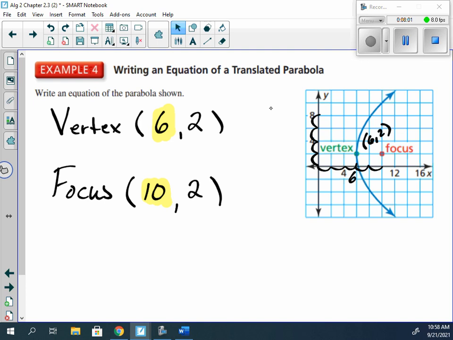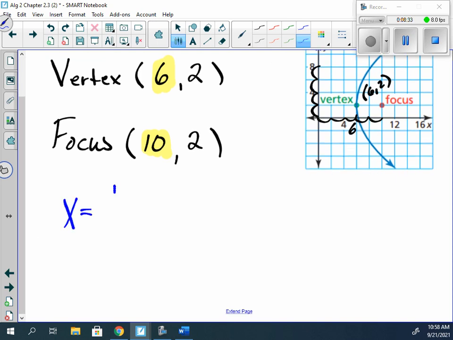X equals or y equals? X, because the vertex is h comma k. The focus is h plus p comma k. The x value changes from the vertex to the focus, because in the vertex it is just h, and the focus it is what? H plus p. It is changing. The y value of the vertex is k. In the focus, it is still just k. It doesn't change. So that means the general equation for this here is x is equal to 1 over 4p parentheses y minus k squared plus h.